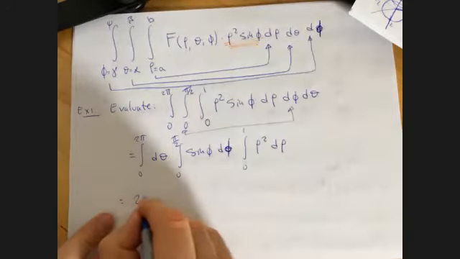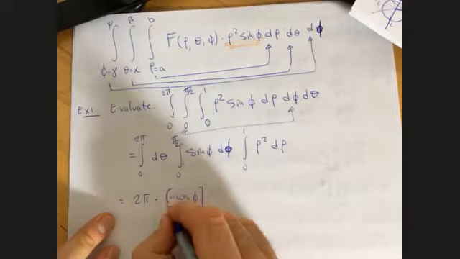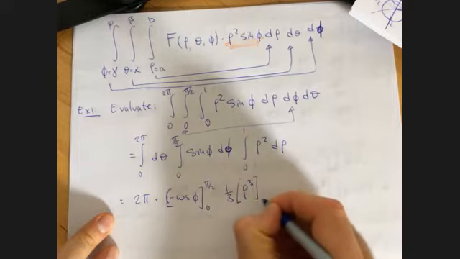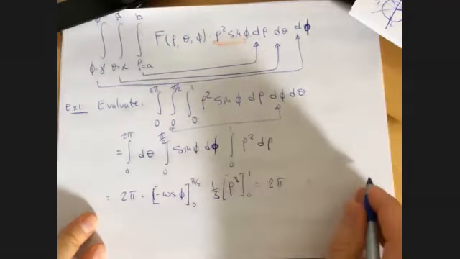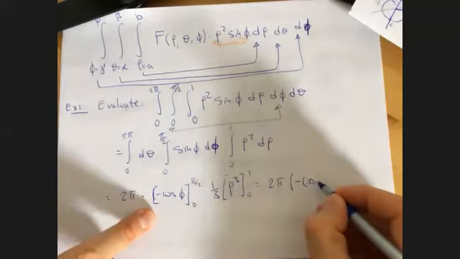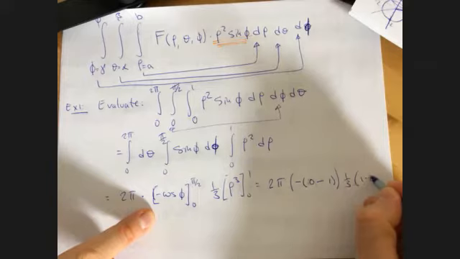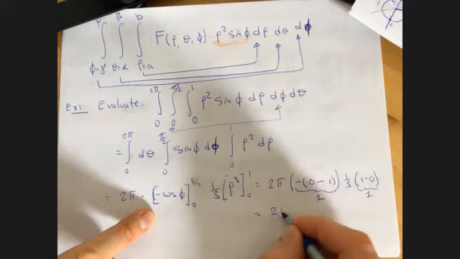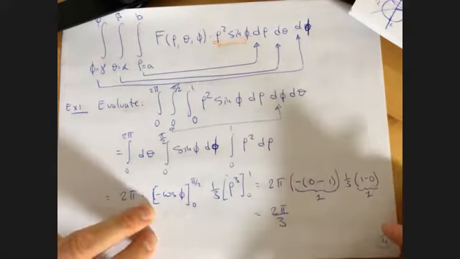And now this is simple. This is 2 pi times negative cosine of phi, where phi goes from 0 to pi over 2, times 1/3 rho cubed, where rho goes from 0 to 1. And that's equal to 2 pi times negative cosine of pi over 2, which is 0, minus cosine of 0, which is 1, times 1/3 times 1 minus 0. This is obviously 1, so the answer is 2 pi over 3. Any questions?